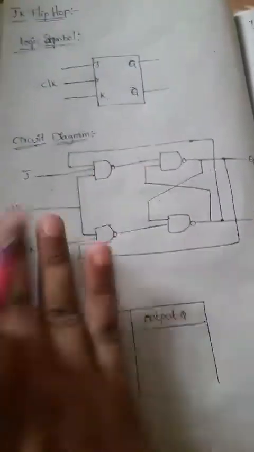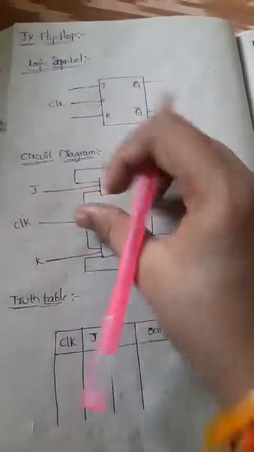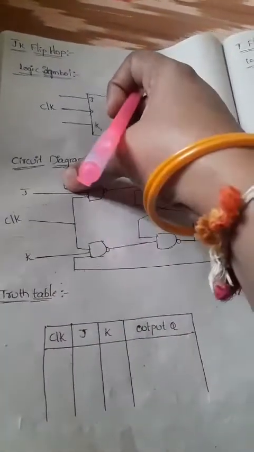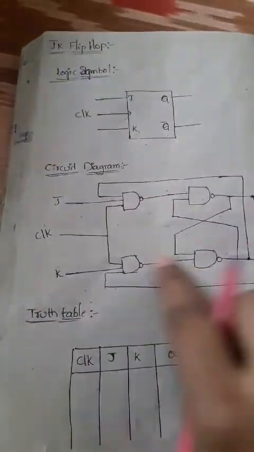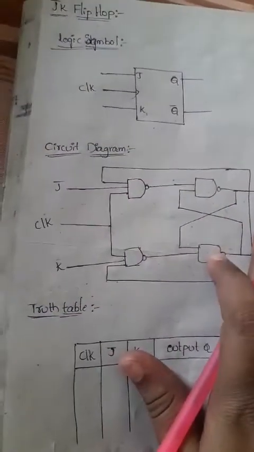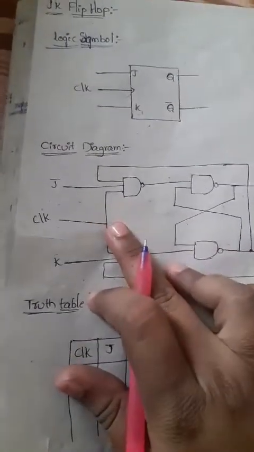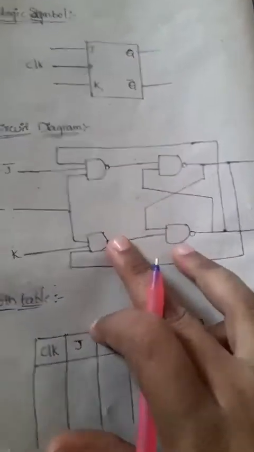So see here, except the down and up connection, okay, except this connection and except this connection, the remaining circuit will look like an SR flip-flop only. Okay, so we have one clock signal and we have two inputs. So the same 4 NAND gates we are connecting, and this is one type of SR latch.